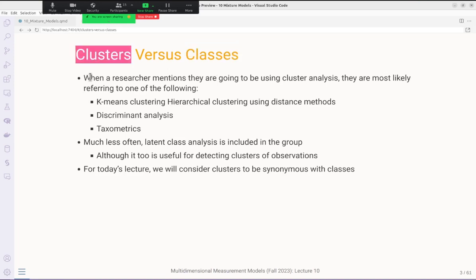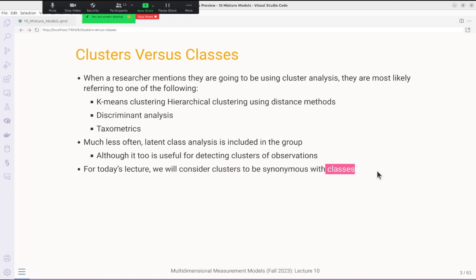So often when a researcher will mention to you they're going to be using a cluster analysis, they might be referring to k-means clustering or discriminant analysis. That's kind of old. There was a field of psychology by Paul Meehl from Minnesota many years ago named taxometrics, which was trying to combine classification and continuous things. But much less often you hear latent class analysis included in that group. But it's also useful for looking for different clusters of observations. So we're going to consider the word clustering and latent classes to be the same for today.